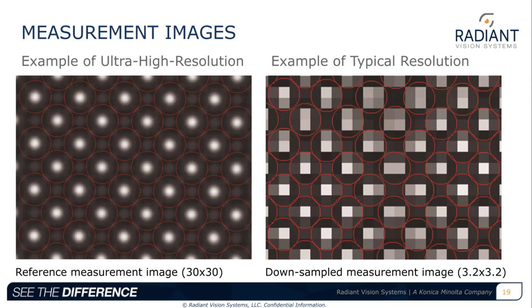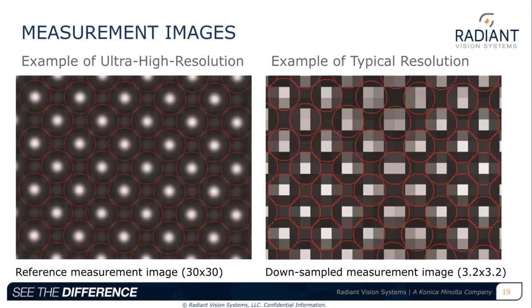To simulate a more typical measurement, the image on the left side was downsampled to get the images on the right. The image on the right estimates a 3.2 by 3.2 sensor pixel per display pixel, which is much closer to what we see in the previous examples using current imaging measurement systems with current cell phone displays.